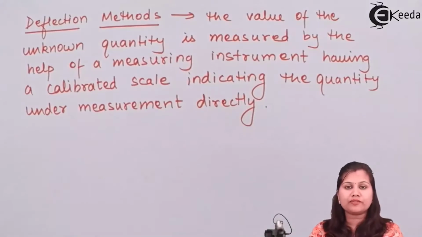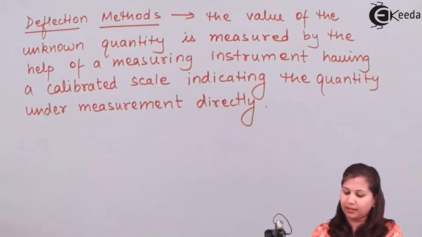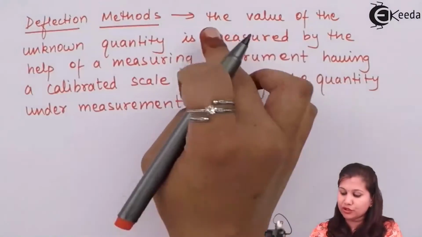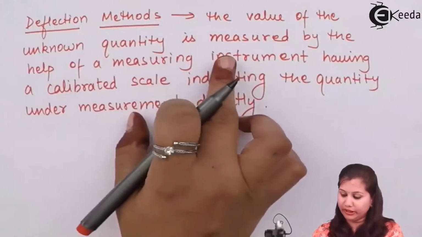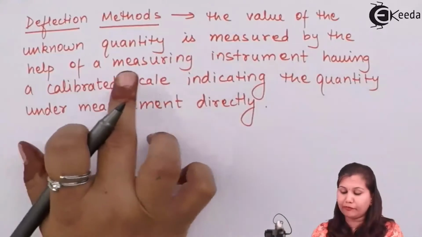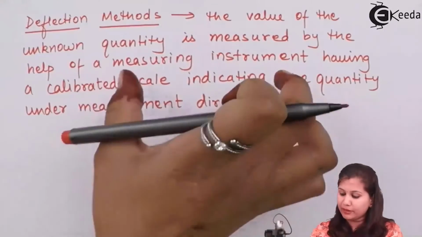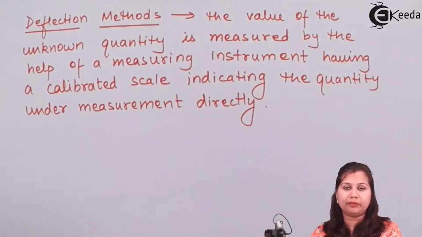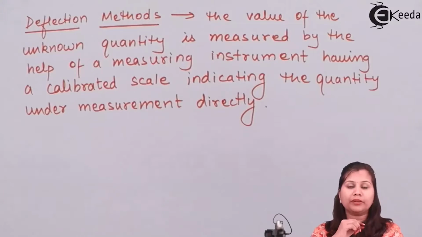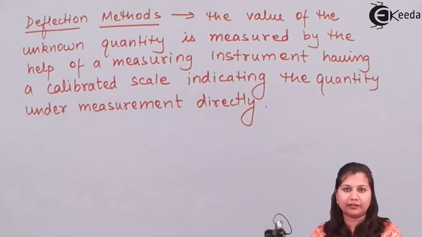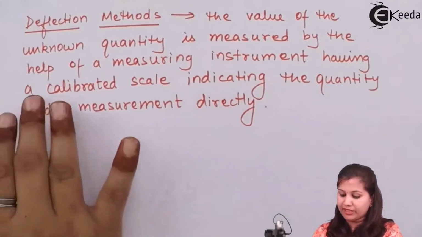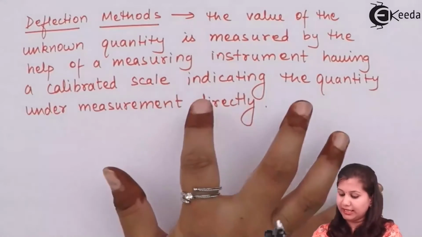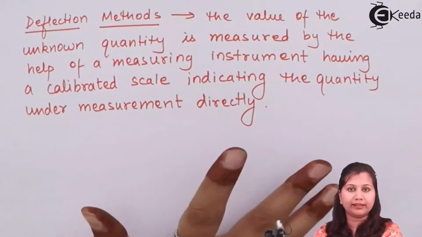So the definition of deflection methods: these are the methods in which the value of the unknown quantity is measured with the help of a measuring instrument, and this measuring instrument will have a calibrated scale. Calibrated scale means the sections or points on that scale are predefined, they are standard. So we have a calibrated scale which indicates the quantity under measurement directly.